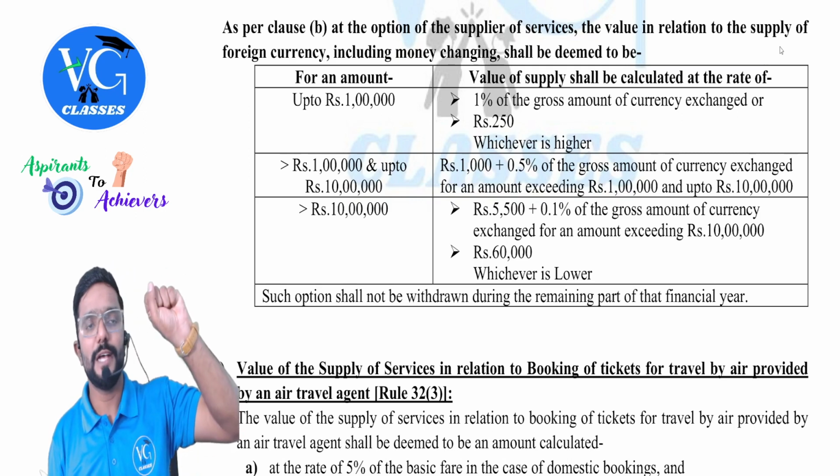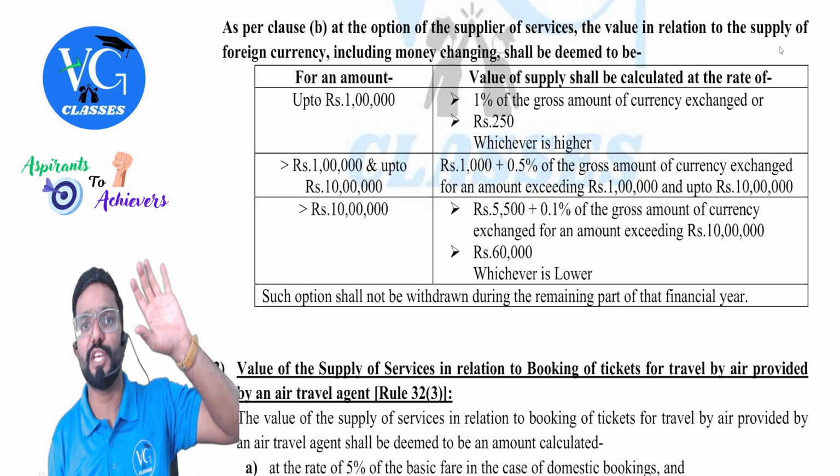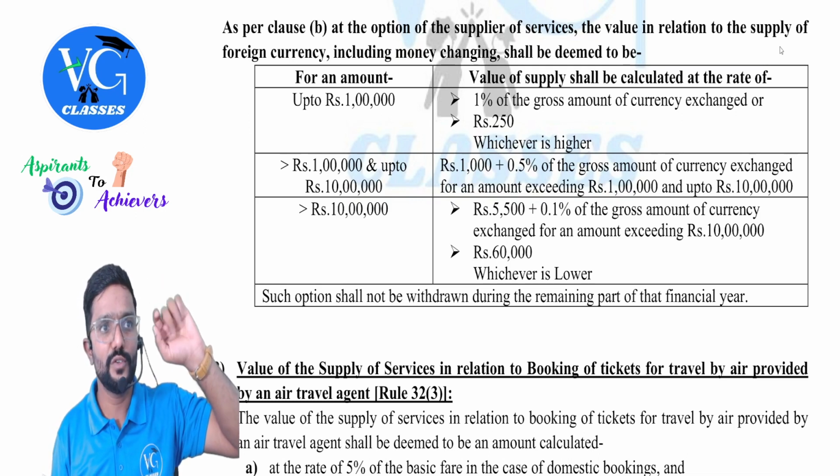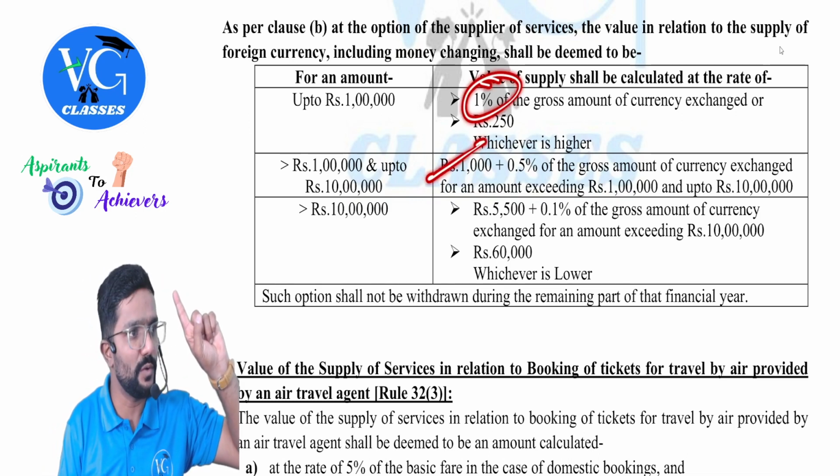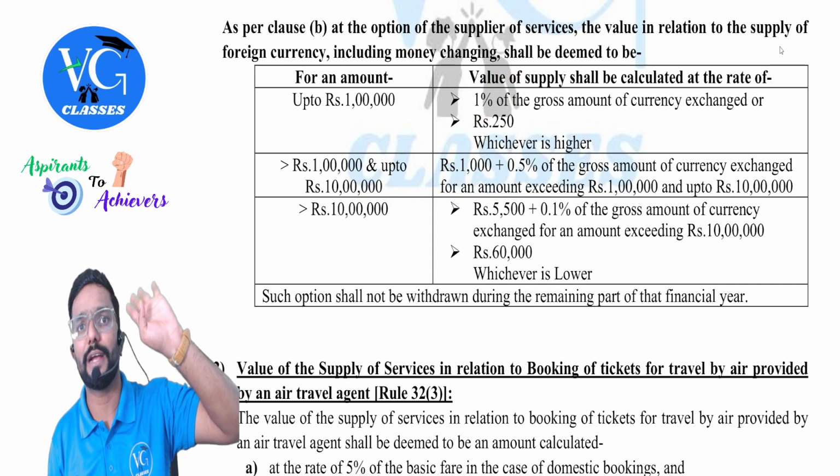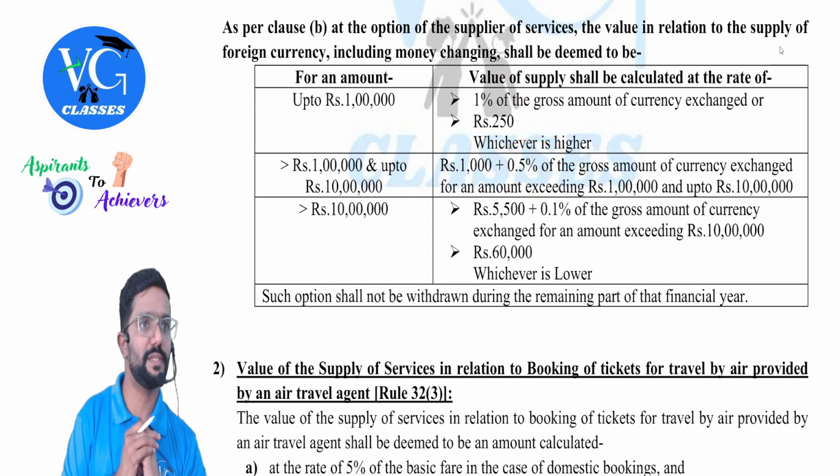That means, listen here. Assume 5 lakh rupees Indian currency is exchanged. So on 1 lakh, it is 1%, which comes to 1,000. Plus remaining is how much? 4 lakh. On 4 lakh, it is 0.5%.